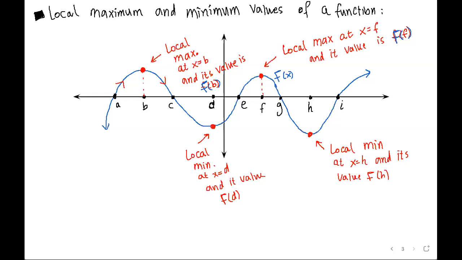So we finished this section. Now let's go to 2.4, average rate of change of a function.